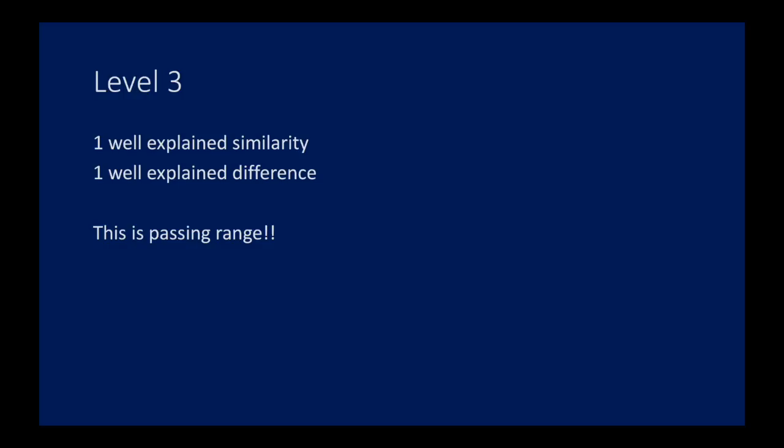Now, if you're doing a good job here and very well developing a similarity and a difference, you only have to give one of each. So you just have to say one way that the sources are alike and one way that the sources are different, as long as you're providing that evidence directly from the sources and are thoroughly developing the thought. And you can fall into the level 3 range here, which is 8 to 11 points.